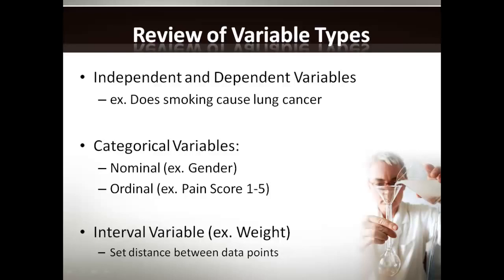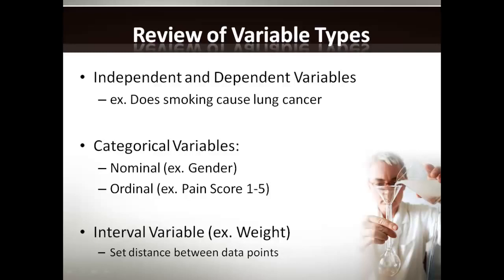The categorical variable can be further subdivided into nominal and ordinal. Nominal is when there is no natural order in the variable, as well as not having any set distance between data points. So an example of this would be gender or race. Whereas in ordinal, although there's no set distance between data points, there is a natural order. So an example of this is a pain score.